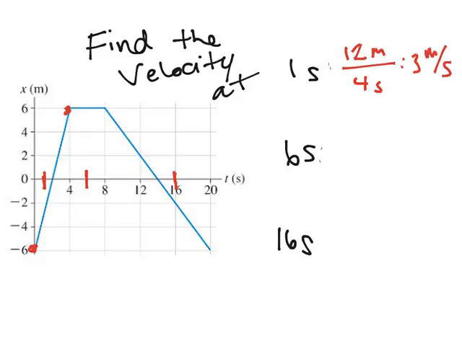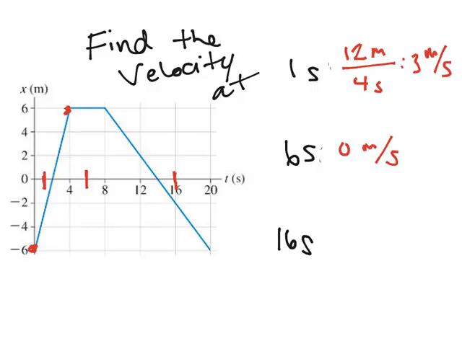You can go ahead and look at 6 seconds. We have 0 rise here. There's no rising going on. So we could divide it by however much we want, but it's still going to be 0. So your velocity is 0 meters per second at 6 seconds.